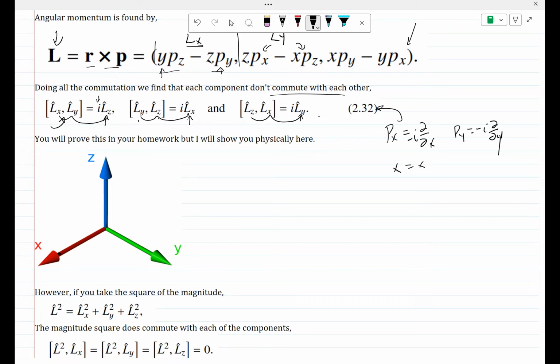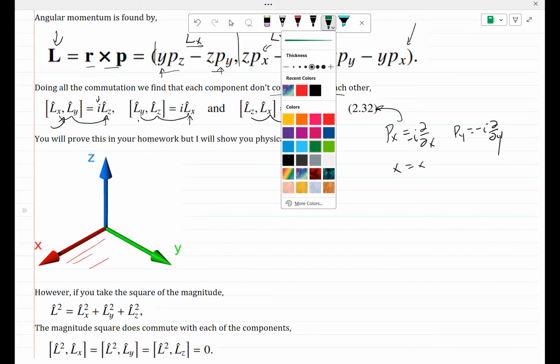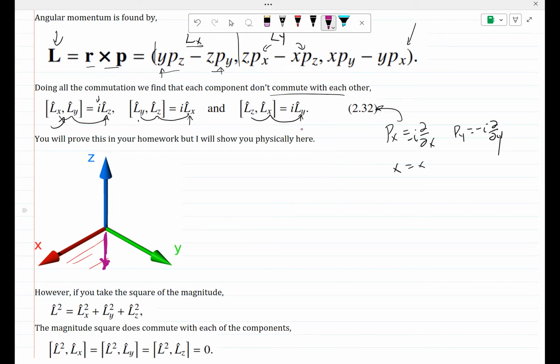Now I'm going to show you physically why that's the case. So hopefully this will be sensible. Let's say I have some arbitrary vector, pointing in this plane here. Let's do purple. These angular momentum vectors are rotating things around different axes. Let's say I want to figure out whether it matters if I do the rotation around the x-axis first or the y-axis first, if I want to do both. I'm going to do a rotation around the x, and a rotation around the y. If I do a rotation around positive x, I'm rotating this vector, let's say by 90 degrees.